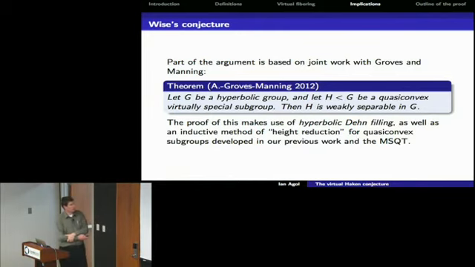in the appendix to my paper, Groves, Manning and I show that if G is a hyperbolic group and H in G is a quasi-convex virtually special subgroup, so you should think of G as the fundamental group of a CAT(0) cube complex of dimension n, and H is the fundamental group of a component of the hyperplane complex that's, by induction, virtually special, then H is weakly separable in G. What weakly separable means is that for any element that's not in H, I can find a homomorphism of G to a group. That group might be infinite, but the image of H in that group is finite, and it's separated from that element in that finite subgroup.